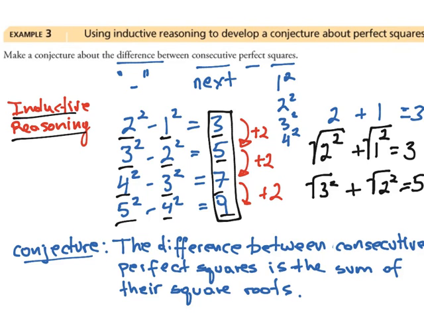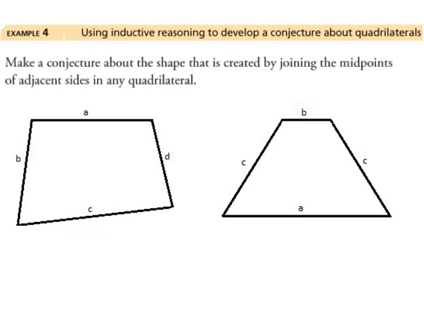Now let's take a look at our next problem. In this problem, we will make a conjecture about the shape that is created by joining the midpoints of adjacent sides in any quadrilateral. Again, before we jump into the problem, let's identify the key words that we need to know: midpoint and adjacent side, as well as quadrilateral. A quadrilateral is a four-sided figure. Adjacent sides means sides that are next to each other. And a midpoint is a point that lies halfway between the beginning and end of a line.